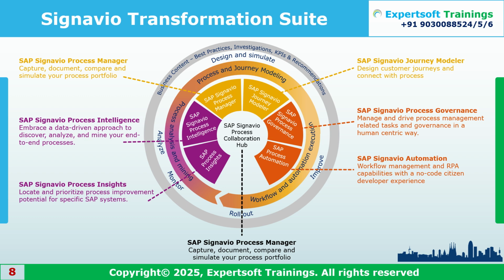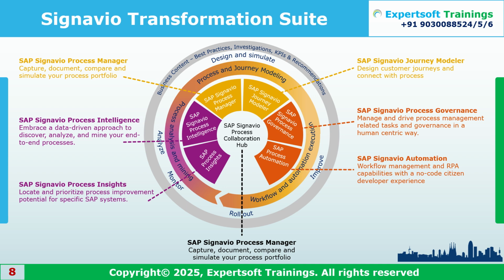That is why, if you see here, these two are highlighted in the same color, because these two solutions are process mining solutions. Whereas Process Manager and Journey Modeler are modeling tools, that means modeling your process flows. Using Process Manager, you can create process flow diagrams for your as-is process and your to-be process flows, and even document your process in detail, even at a task level. A very granular level of documentation can be done using Process Manager.